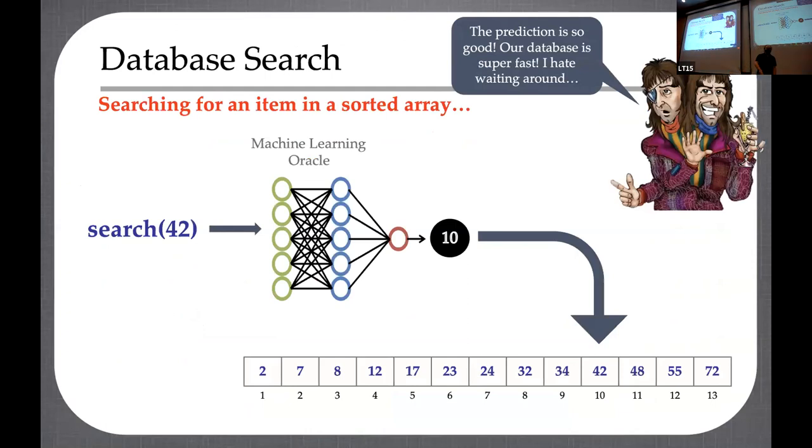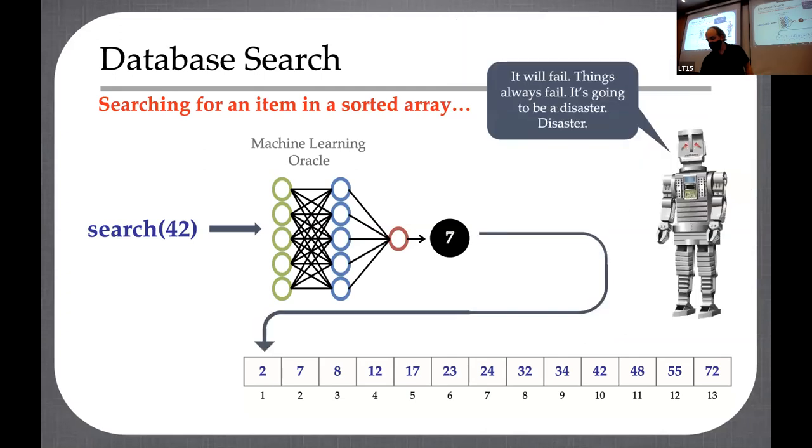Let's take a simple example. Perhaps this is where I should have started. This is the simplest example I can think of: what about just searching for data in a sorted array? This is like algorithms 101, first week of algorithms class. Well, you could imagine that you had some nice little trained machine learning oracle over here, and you've trained it on your data. It has a pretty good idea that if you search for 42, it's going to be over here in cell number 10. So maybe if this oracle is good, it tells you exactly where to look for your data in your array, you find it immediately.